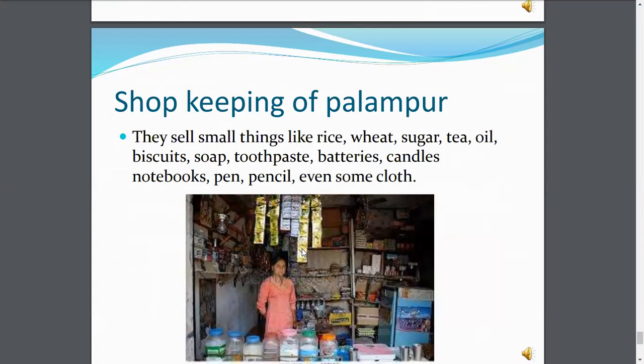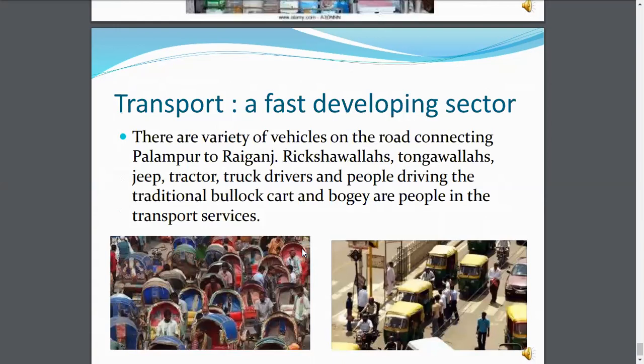This is also one of the non-farming activities, small shops where we will get rice, wheat, sugar, tea, oil, toothpaste, battery, candles, notebook, pen, pencil, even some clothes. Whatever is urgent, if you want a pencil or some packets of cookies or notebooks, biscuit, soap, pen, we can just run to this nearby shop and get the thing. So these are some of the non-farming activities in Palampur.